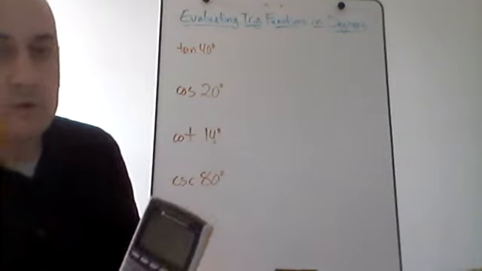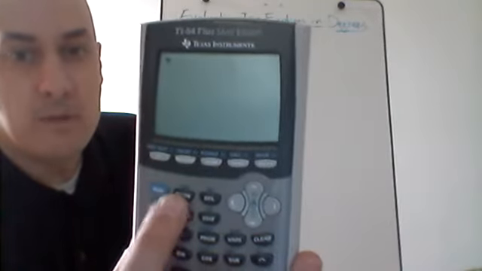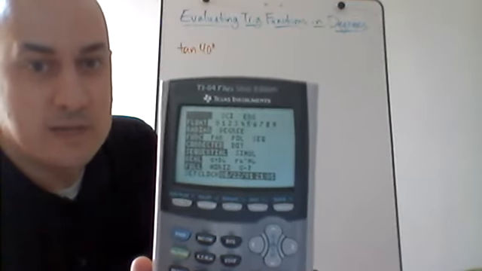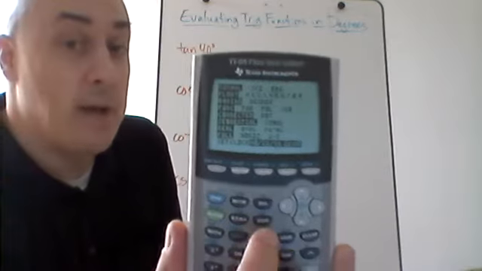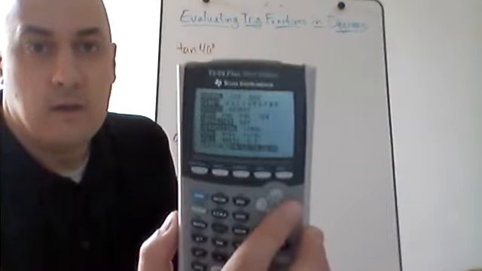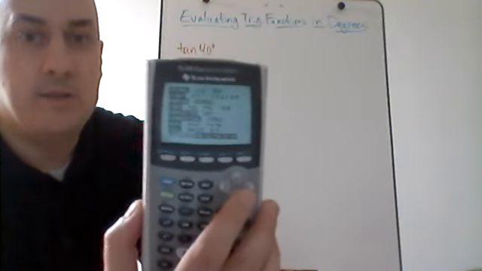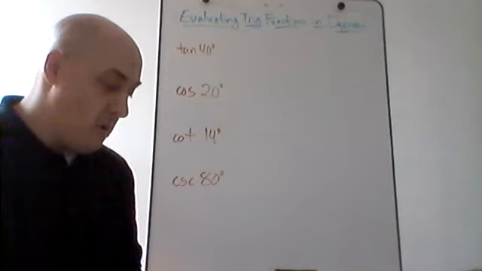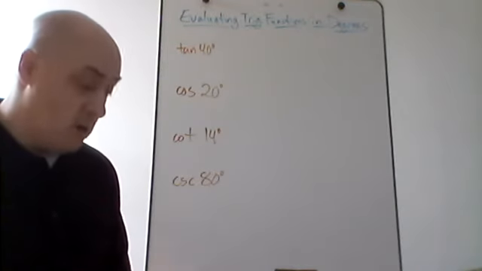So to change the mode on my calculator, the mode button is up here next to the second. So I hit that mode button, and you can see the third one down says radian and degree. And right now my calculator is in radian mode. So I have to scroll down and then over to degree and hit enter so that it highlights the degree mode. And now my calculator is in degree mode. Now I can just press some buttons and get the answers to all of these.